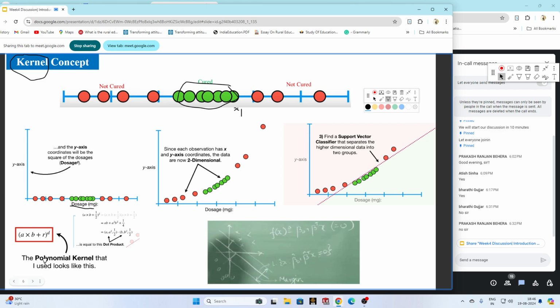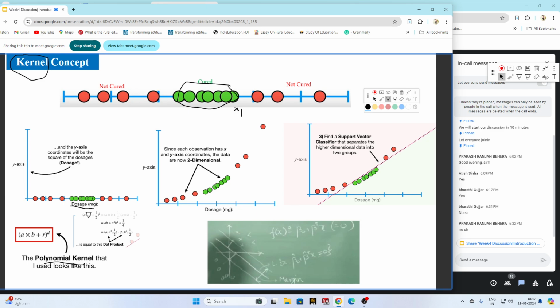So how will it add another dimension? We are generally talking about a polynomial kernel. What it will do is square the dosage on the y-axis. Your x-axis will be dosage and y-axis will be dosage square. So whenever we do this, like this is 0.5, this will be 0.25, and this is say 0.9, this will be 0.81, right? So like that your data points will be converted to this form. Whenever our data set is converted in this form, we can easily find the support vector.